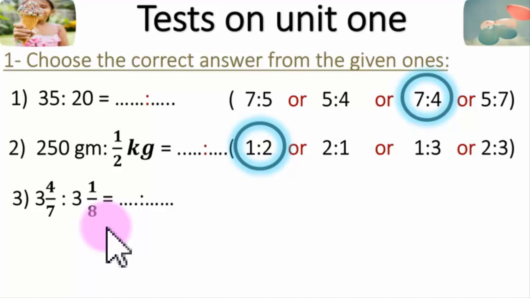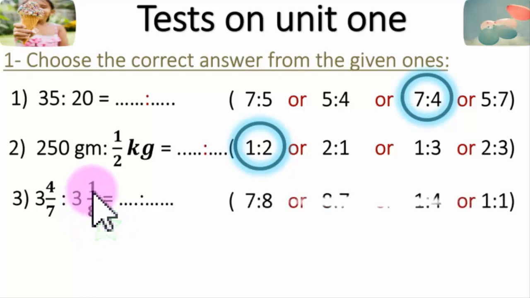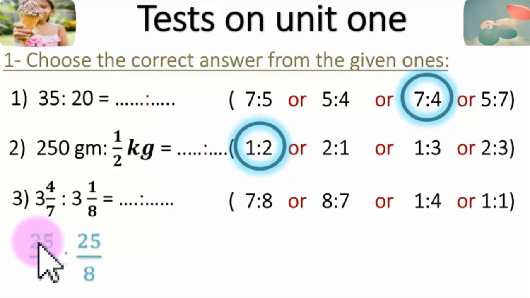3 and 4/7 to 3 and 1/8. We must convert this mixed number to an improper fraction. How can we do that? Multiply 3 by 7, then add 4. Don't forget to put 7 in the denominator. 3 times 7 equals 21. 21 plus 4 equals 25/7.